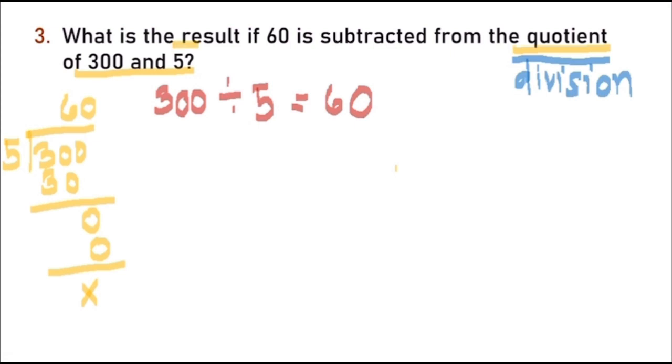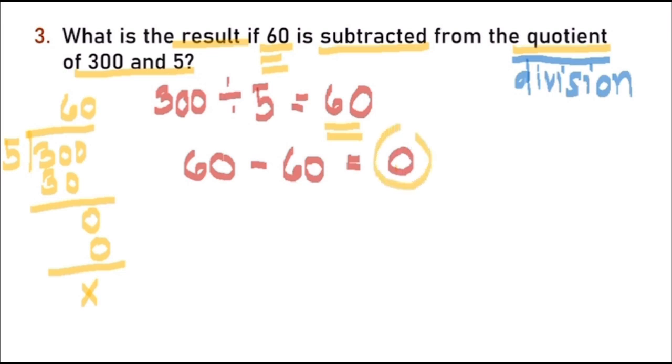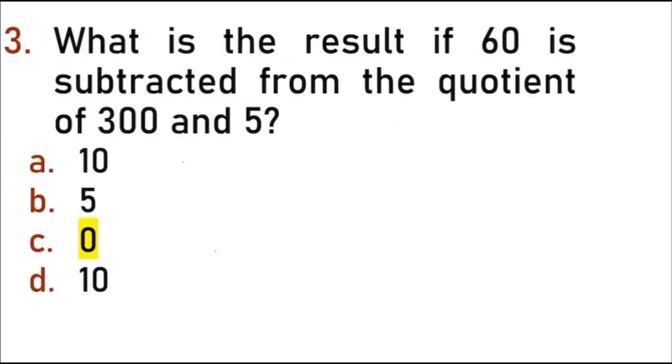Pero, hindi pa dito nagtatapos yung ating problem. Kasi sa problem, sinabi na the result naman yung hinahanap natin if 60 is subtracted from the quotient of 300 over 5. So, na-establish na naman natin na 60 yung quotient. So, that will be 60 minus 60, and that is 0. Again, ang sagot natin dito ay 0, which is letter C.